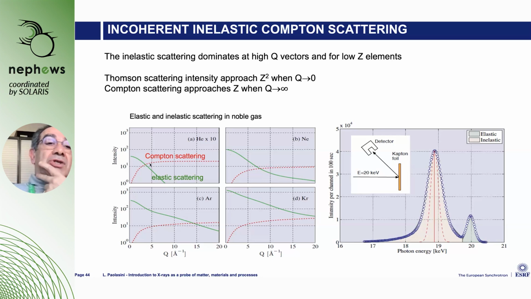Here is an example of the relation between the Compton scattering and the elastic scattering in helium, in neon, in argon, and krypton. We can see that Compton scattering in the case of light helium is much more important with respect to a heavy atom like krypton, in which the Thomson scattering prevails. Thomson scattering intensity indeed approaches Z squared when Q goes to 0, in the forward direction. The Compton scattering approaches Z when Q tends to infinity, so at a very large scattering angle.